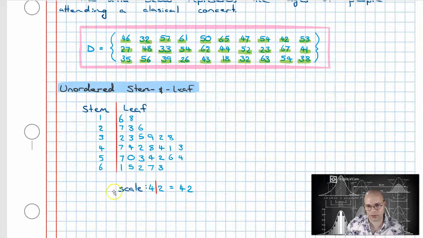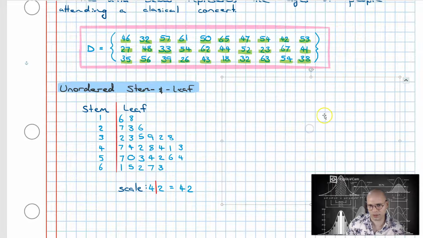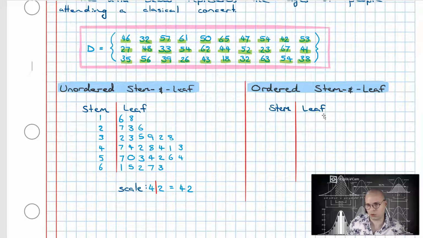The reason for unordered is that the leaves themselves are not ordered. Now the other sort of stem and leaf plot we can have is called an ordered stem and leaf plot. The way in which this works is the stem is ordered like before.